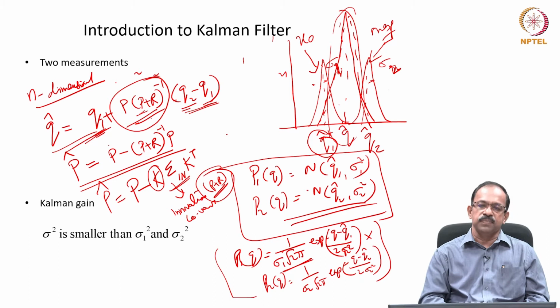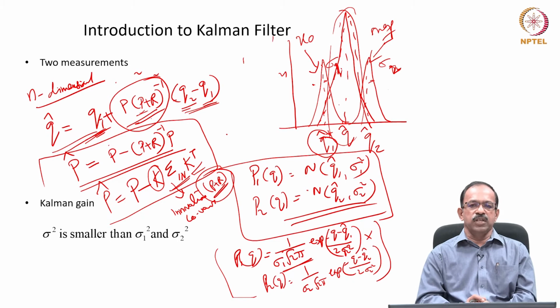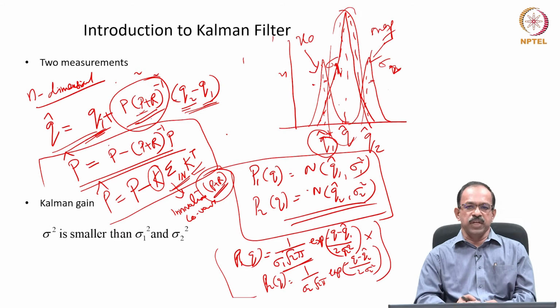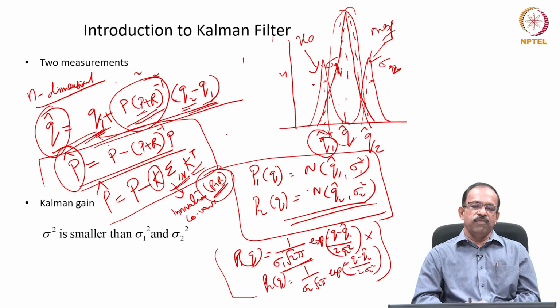So when you have one initial position and a measurement, you can combine or fuse these two pieces of information and get a new estimate with a mean of q hat and a covariance of p hat, and that is given by this relationship. So what we need to know is the mean value of the estimate and its covariance, and the mean value of the measurement and its covariance.